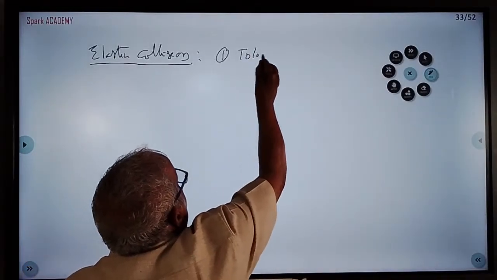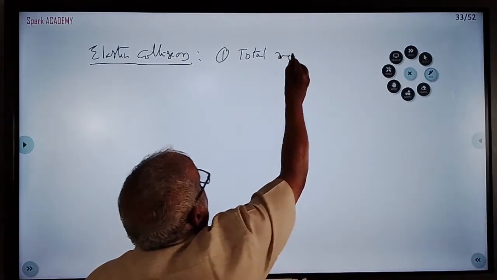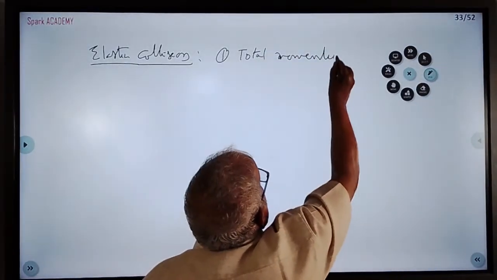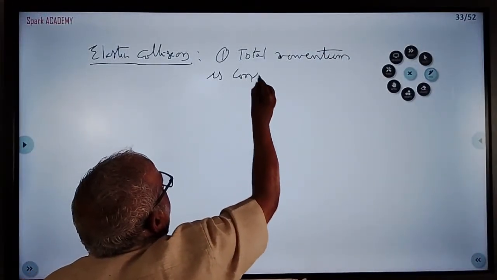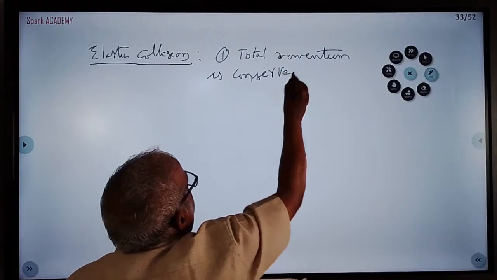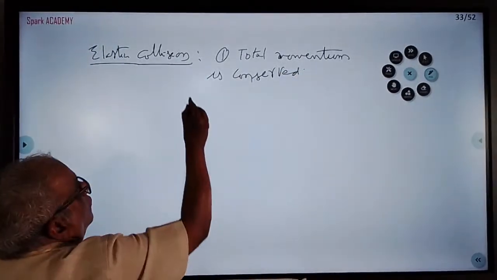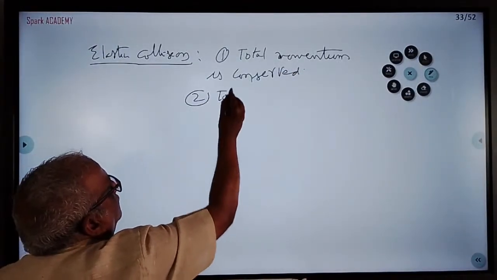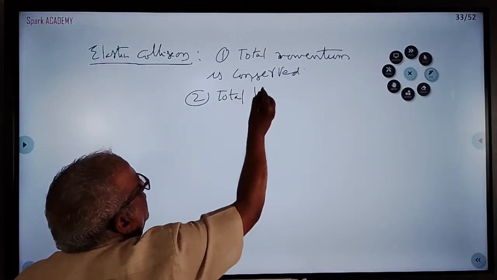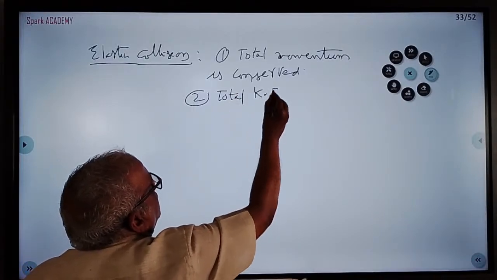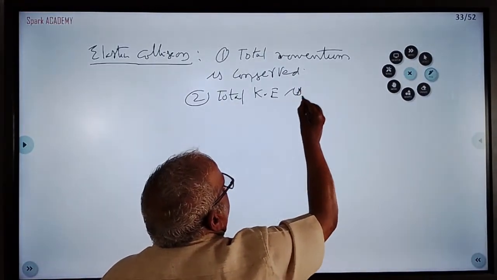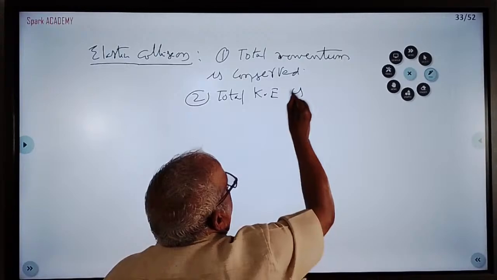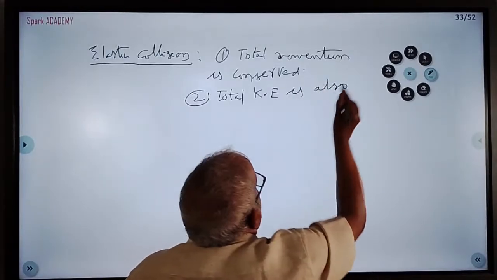Total momentum is conserved. In elastic collision, total momentum is conserved. Conserved means remains constant. In any collision, total momentum is conserved. Total kinetic energy is also conserved. KE means kinetic energy; you write it fully in the exam. Total kinetic energy is also conserved.